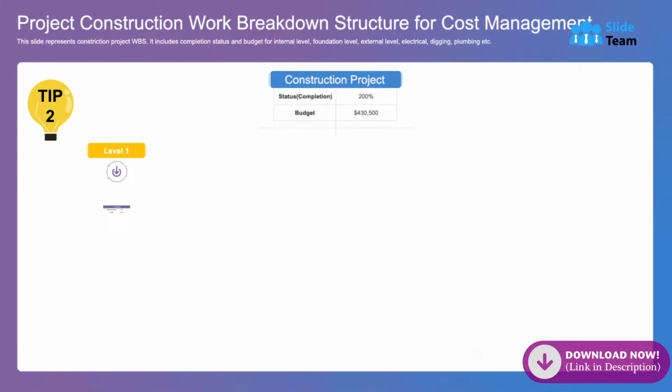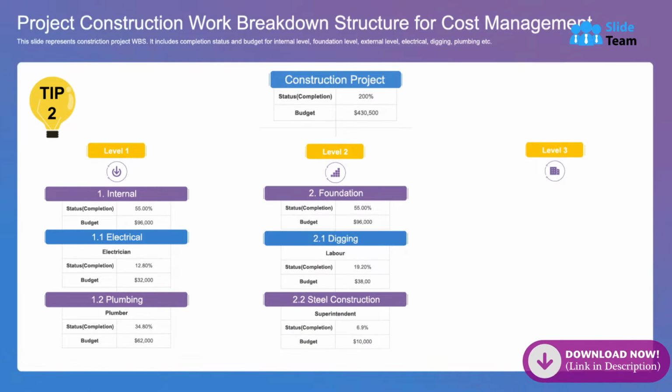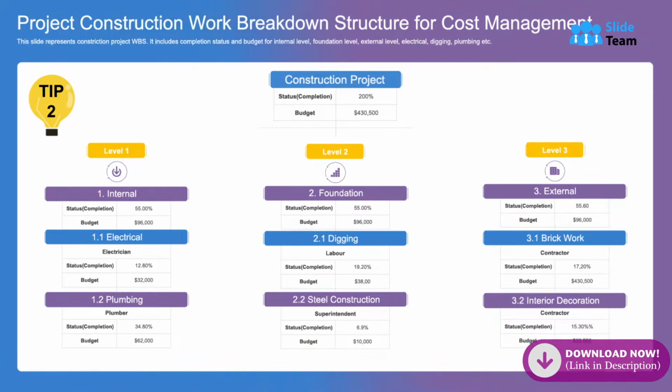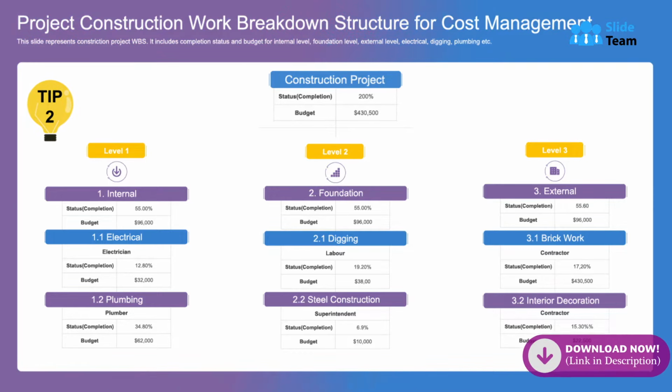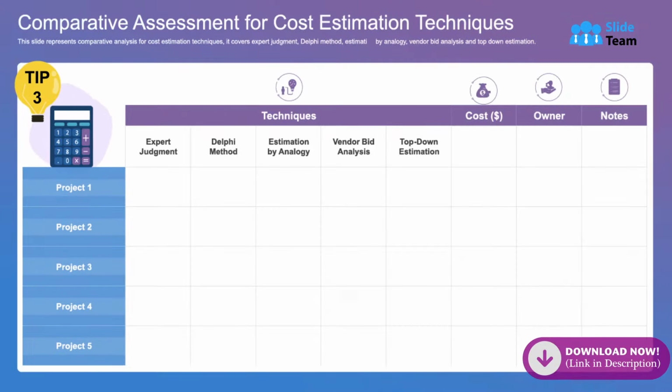Tip 2. You must create a work breakdown structure for a top-down look at your project and break it into tasks and subtasks. A WBS layout like this can define a detailed cost or time estimate and guide schedule development and control.